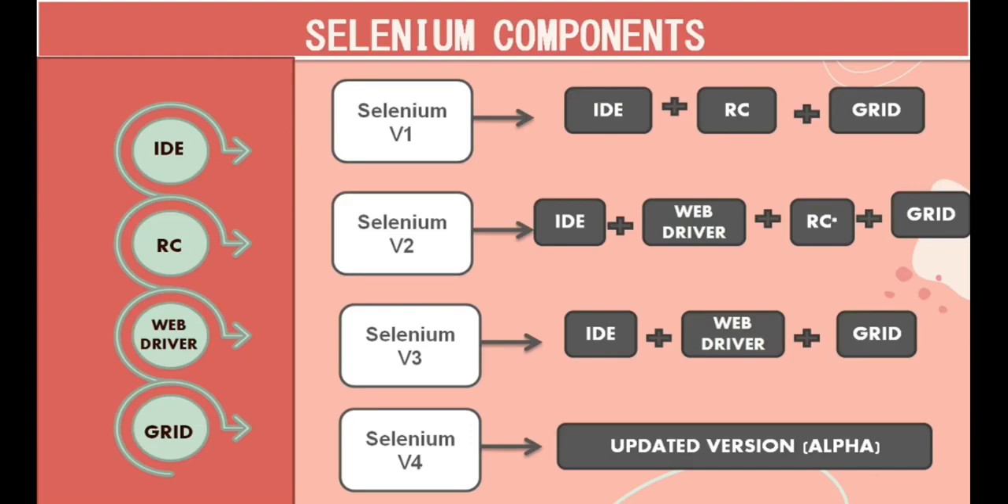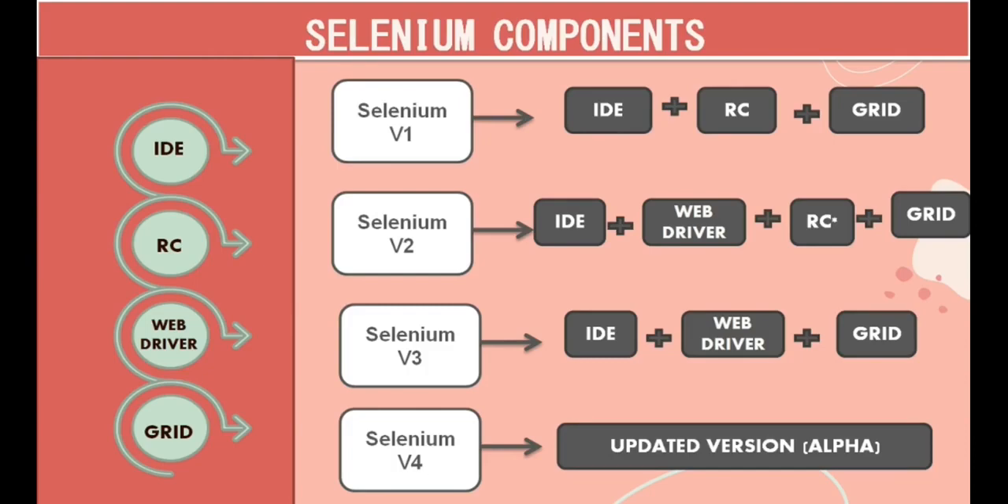Then comes the Selenium version 2. Here we have the IDE, the WebDriver, the RC and the grid. See, in 2007 Simon Stewart invented this WebDriver. Now why did he invent this WebDriver? Because the architecture of the RC was very complicated. And in RC, we need a separate server to talk to the browser. So what he did is, he removed the requirement of the separate server, and this is the Selenium version 2, where the WebDriver was introduced.